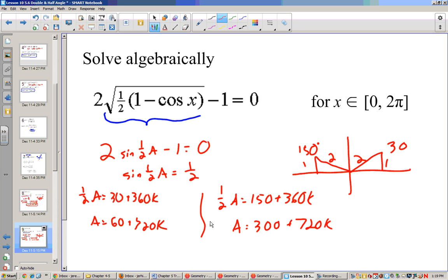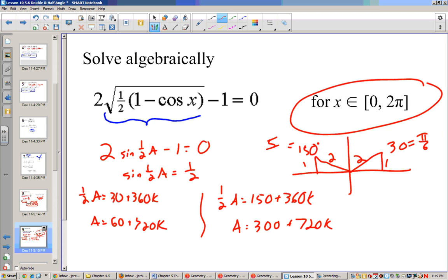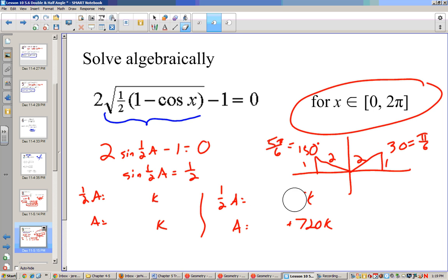And, oh, I just saw that I made a big mistake. I was doing this too quick, and I didn't see that this was in radians. So let's go back and say that this is pi over 6 and 5 pi over 6. And so now, when I write these out, we'll do the same thing, just have to make it radian. So pi over 6 plus 2 pi k.